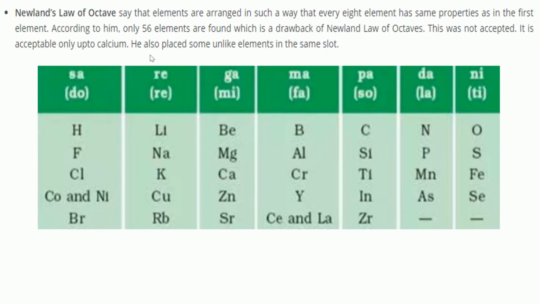Then Newlands also proposed a table. Newlands' law of octaves says that the elements are arranged in such a way that every 8th element has the same property as the first element, if you start with 1 and go up to 8. According to Newlands, only 56 elements were found, which was actually the drawback of Newlands' law of octaves.